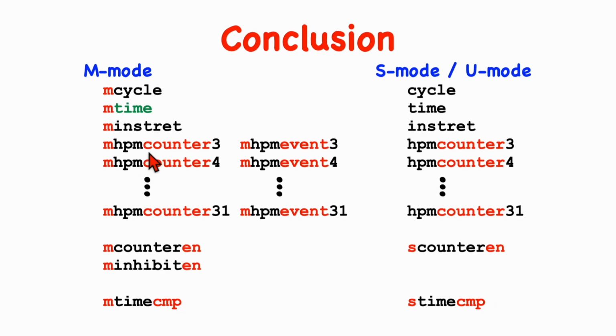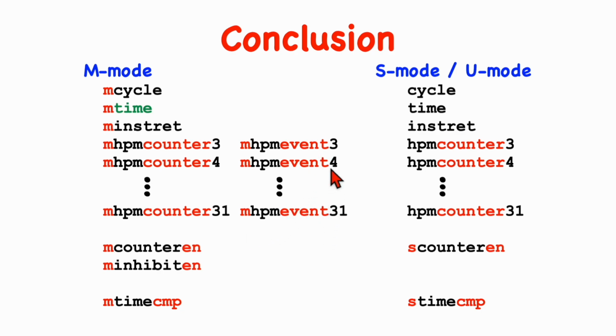HPM registers. We have registers that count the number of clock cycles, to give the current value of a real-time clock, and to count the number of instructions that have been executed or retired. Then we have 29 additional registers, which are numbered 3 through 31, which can be used in whatever way a specific core implementer wants. These are all 64-bit values, and for a 32-bit core, there would also be high halves corresponding to each one, but I'm not showing those registers on this slide.